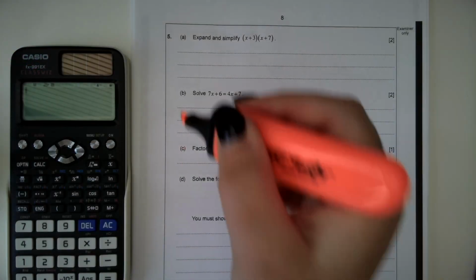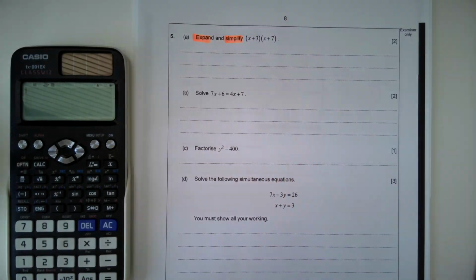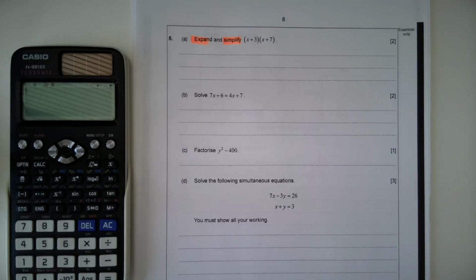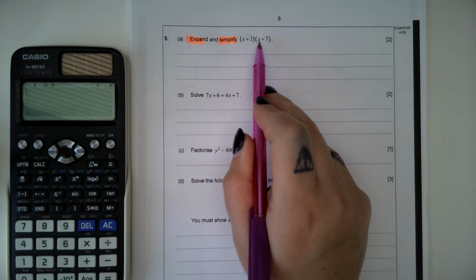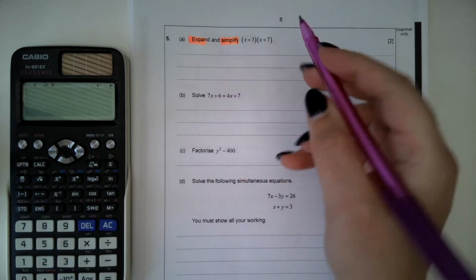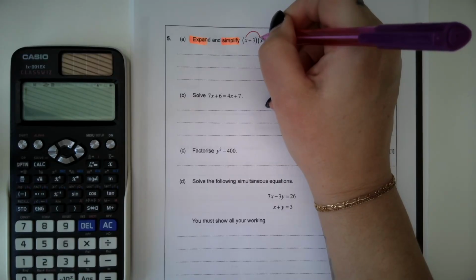5a. Expand and simplify x add 3 multiplied by x add 7. So there's several different ways you can expand double brackets. I'm just going to use arrows to make sure that everything in this bracket gets multiplied by everything in this bracket. So I'm going to start with this x and I'm going to multiply it by the other x.